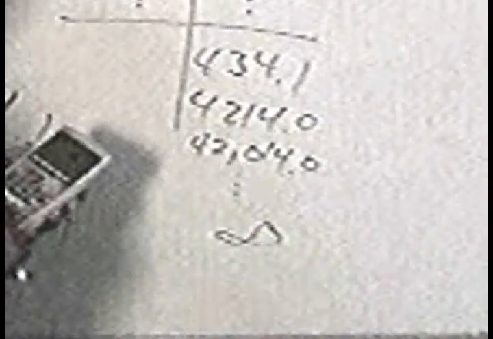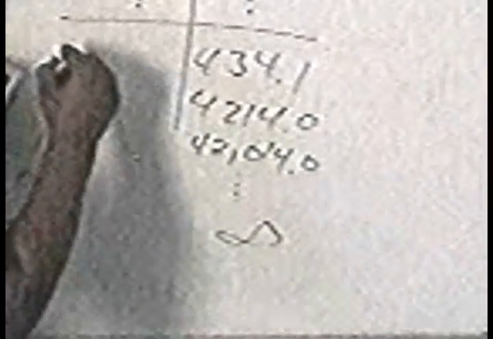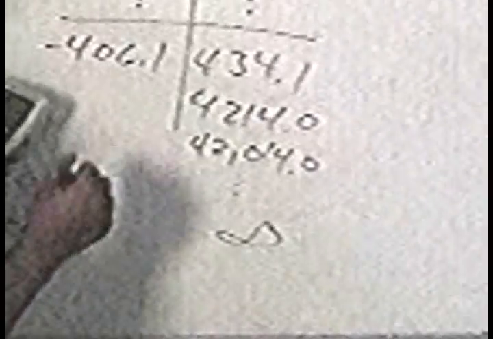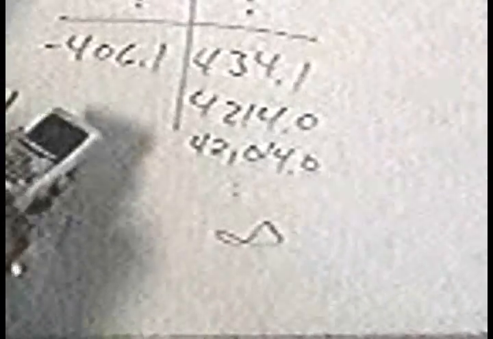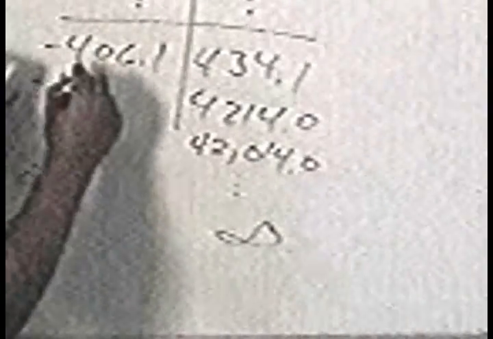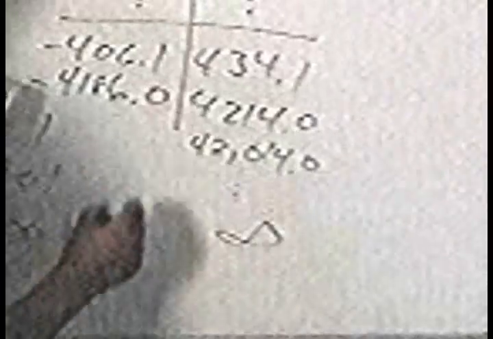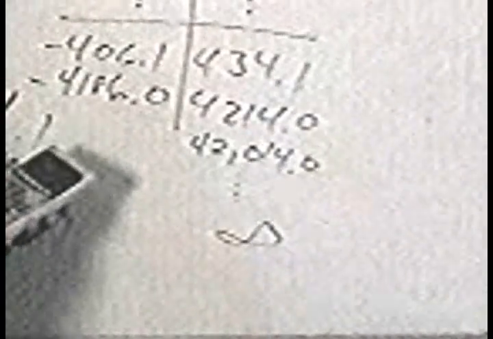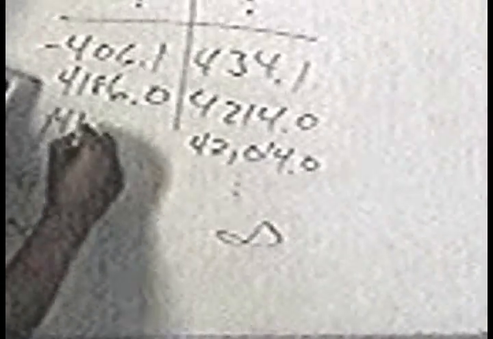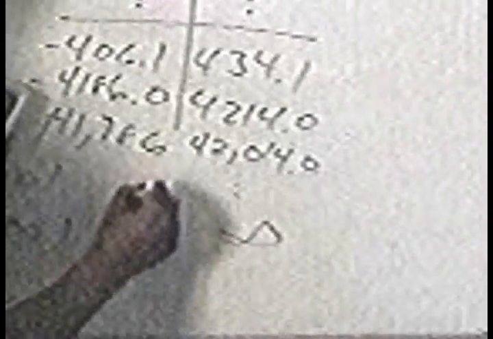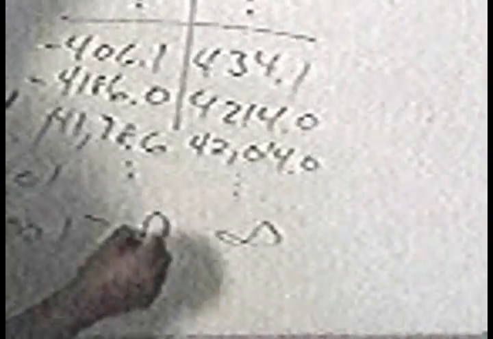Put the other side in. 6.9, enter, and I'm getting negative 406.1, and I put in 6.99, and now I'm getting negative 4,186.0, and I kind of see where this is going. 6.9999, and I'm getting 41,986. Okay, so this is going to negative infinity. So it's a negative there.